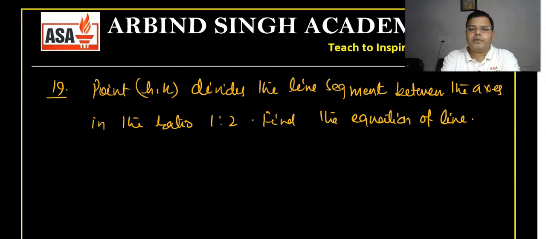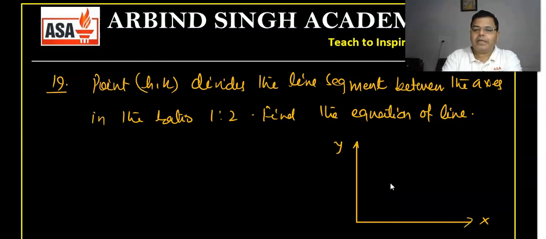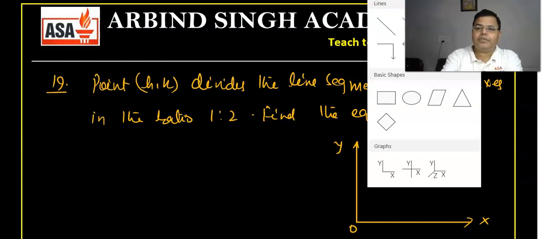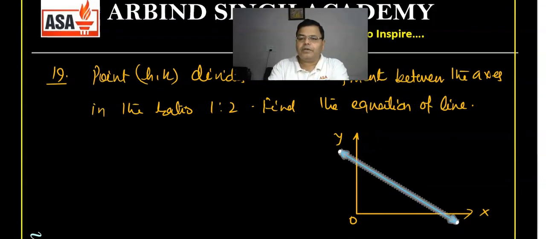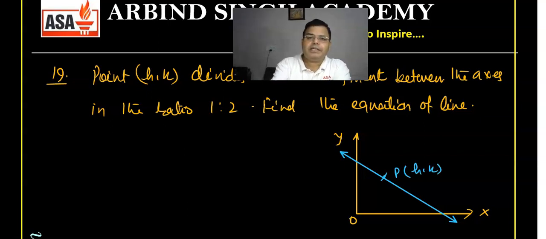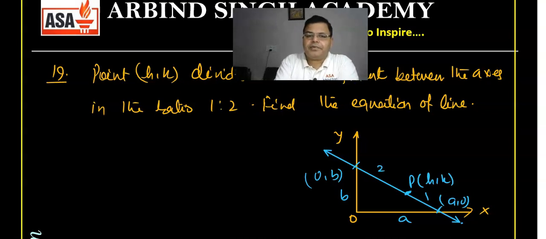So here again a similar theme is there. The intercepts between the axes: this is the x-axis, this is the y-axis, and here is the origin, and there is another line which will divide this in the ratio 1:2 at h comma k. Say this is a point P, h comma k, that divides in the ratio 1:2, where this part is 1 and this part is 2. P is here only. This is A comma 0, the x-intercept, and this is 0 comma B, the y-intercept.